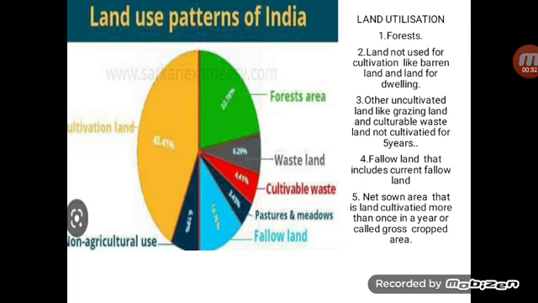Land use over here is shown with the help of a pie chart, and we can see that different colors have been used in the different sectors of the pie chart to show the different land use methods. By seeing the slide, the green portion is showing the forest area, and then we have the wasteland, that is the land which is not being used currently.